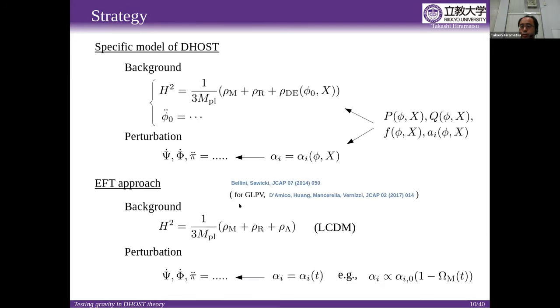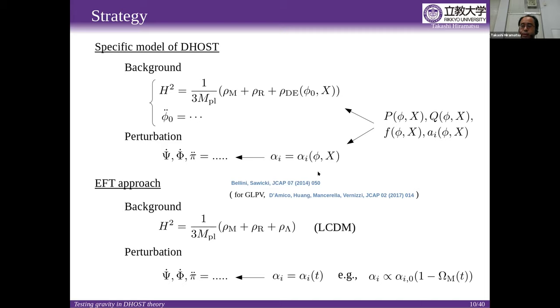Up to here, we are ready for solving the equations for CMB photons, but there are two strategies to treat these equations. First one is to specify the arbitrary functions of DHOST theory, P, Q, F2, and AI. Then we get the background equations and perturbation equations, which depend on the alpha parameters. And these alpha parameters are written by the arbitrary functions in DHOST theory.